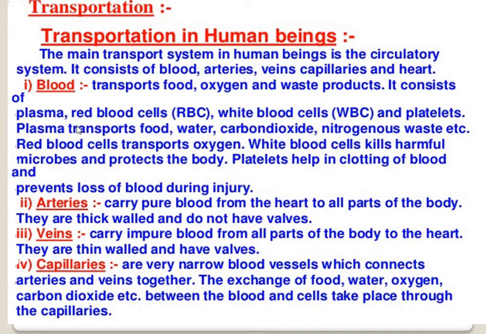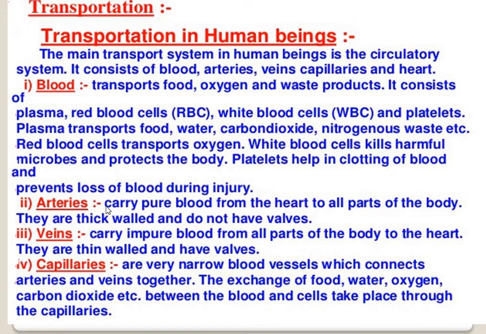And what is it made up of? It is made up of plasma and different kinds of cells, that is your blood cells, like your red blood cells, white blood cells and the platelets. Now plasma transports food, water and all kinds of waste products, that is carbon dioxide, nitrogenous waste, etc. Red blood cells transport oxygen. White blood cells act as a soldier for the body and prevent it from microbes. And platelets help in the clotting of the blood, and they also prevent the loss of blood during injury.